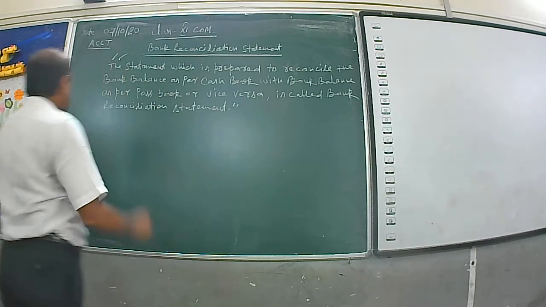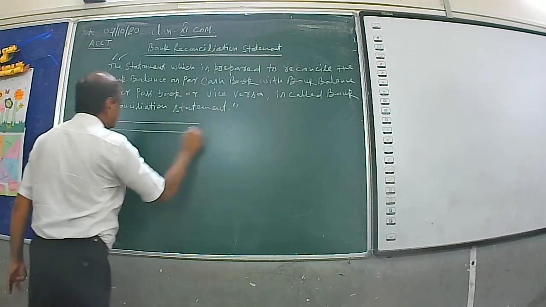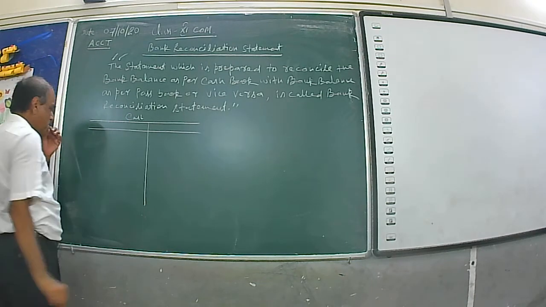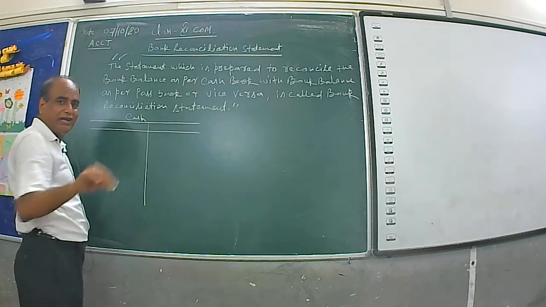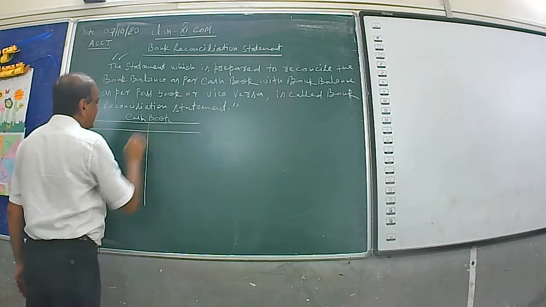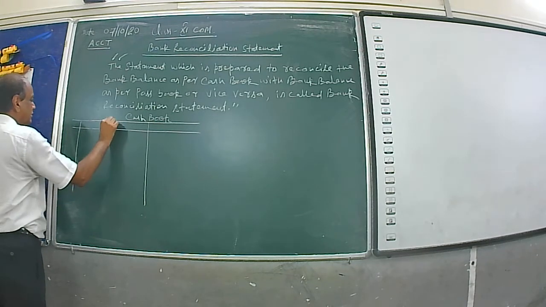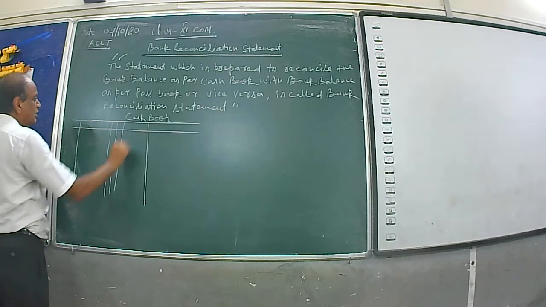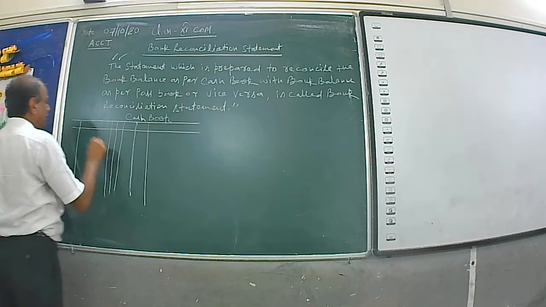Here you see the format of cash book. Cash book may be of different types: single column cash book, double column cash book, triple column cash book. The columns are date, particulars, voucher number, ledger folio, cash column, bank column. I have taken the format of double column cash book.